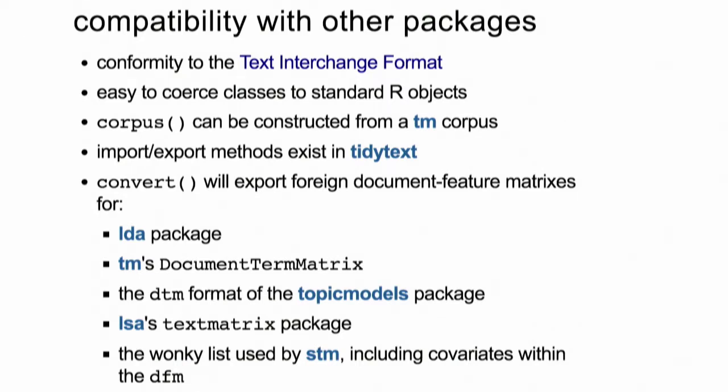And most importantly, when you construct a document term matrix, or what we call a document feature matrix, we wanted to make sure that you could export or convert that into all the various weirdo formats that common high-level text analytic packages require. For example, the lda package, or tm's DocumentTermMatrix, the DTM, or the topicmodels package, the latent semantic analysis LSA package. They have something called a text matrix. We have a function called convert that goes to and from all of these. And the structural topic model uses this strange list that includes covariates, and we can export to that with no problem. It's much easier to do it in Quanteda, export it, and do your analysis.